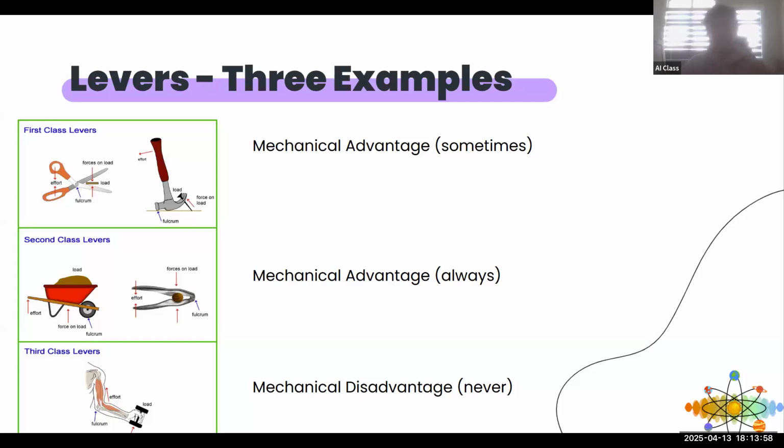If we apply an input force, an effort force, farther away from the fulcrum, second class levers, however, are always mechanically advantageous, right? Since the load is always in the middle, that means the effort is always farther away from the fulcrum than the load is. So you always apply less force for a greater output force. Why do you have to apply more force over a greater or lesser distance, or anything like that?